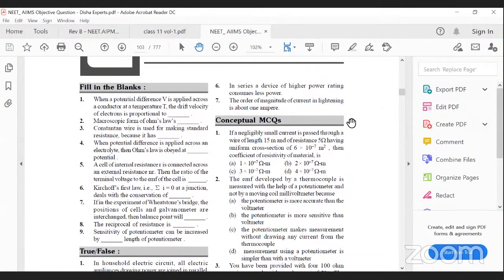Sixth to seventh. In a series of devices, a device of higher power rating consumes less power. Is it? Remember, in a series connection, even if the power rating is higher, because of the current, the current is common.